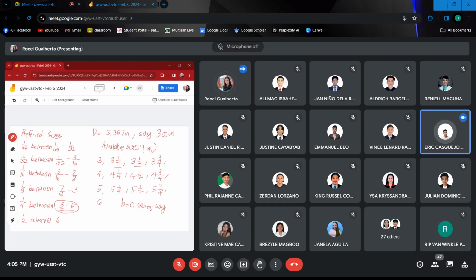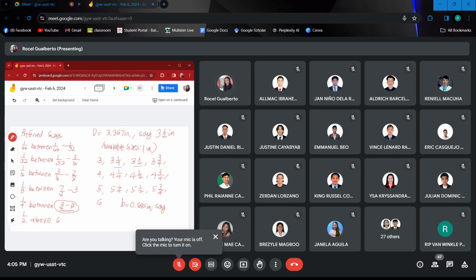3/16, 7/8 po. Tama. Nandun po siya sa 3/16 to 7/8, okay? With an interval of 1/16. So, ibig sabihin, ang ilalagay mo dito yung over 16.